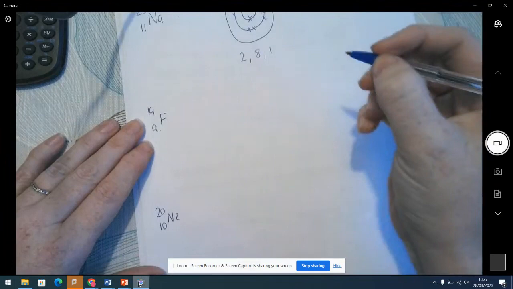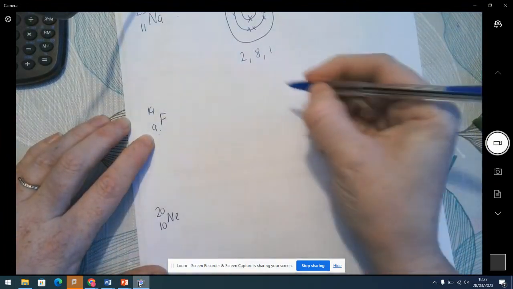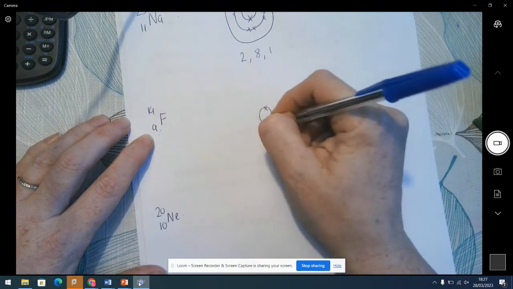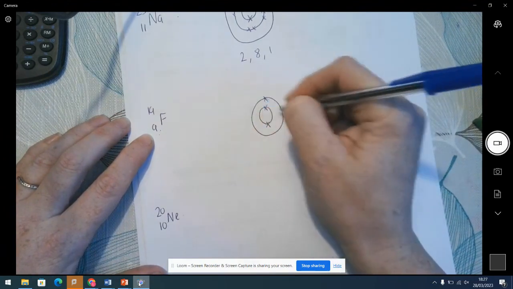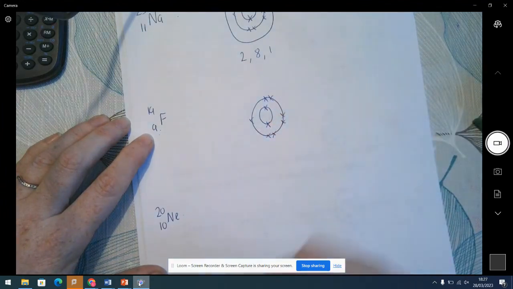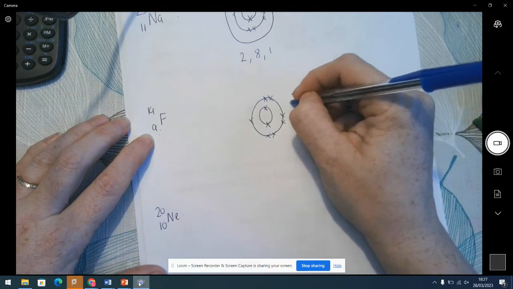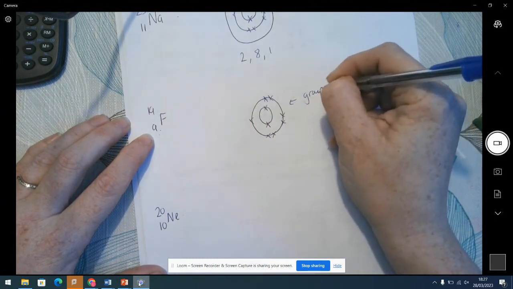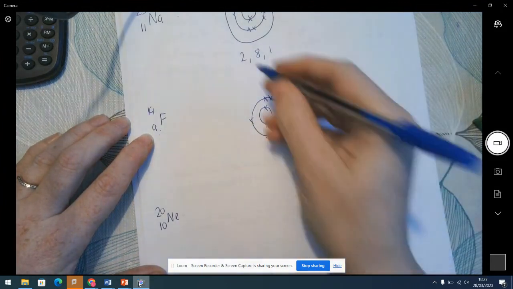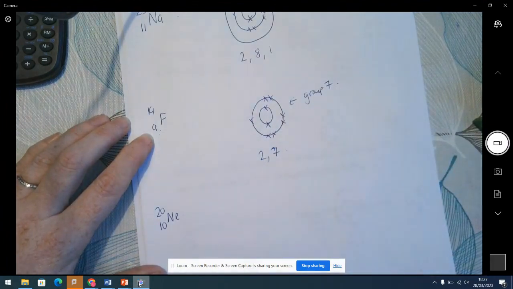Its electron configuration would be 2, 8, 1. Fluorine, tick it off then guys. Fluorine has got 9 protons, so therefore 9 electrons. We follow the rules, 1, 2, 3, 4, 5, 6, 7, 8, 9. I can see it's got 7 electrons in its outer shell, so is part of group 7. Its electron configuration would be 2, 7.